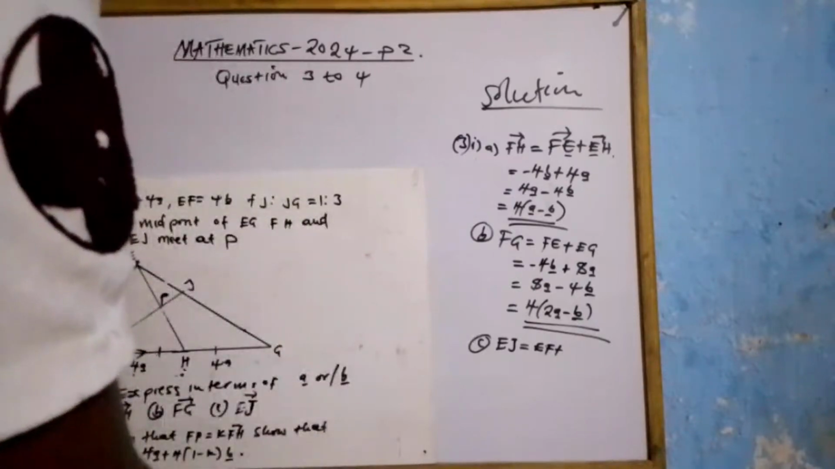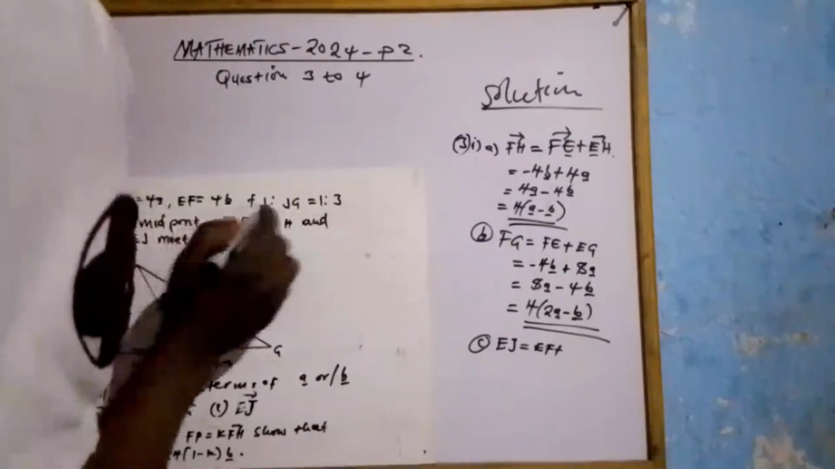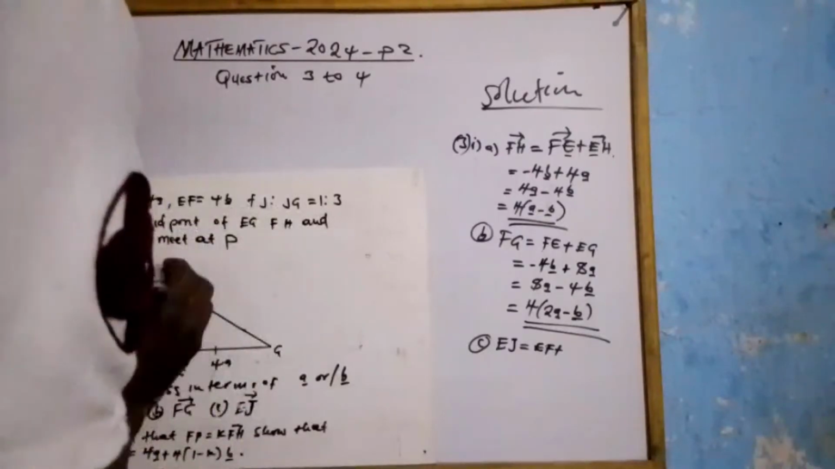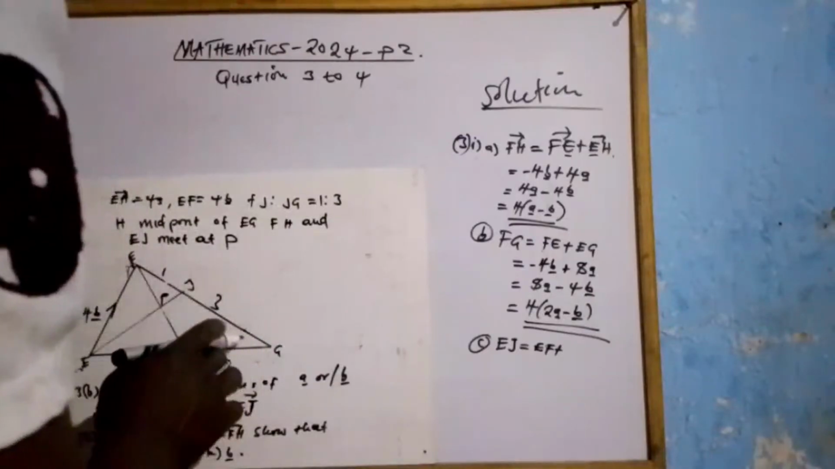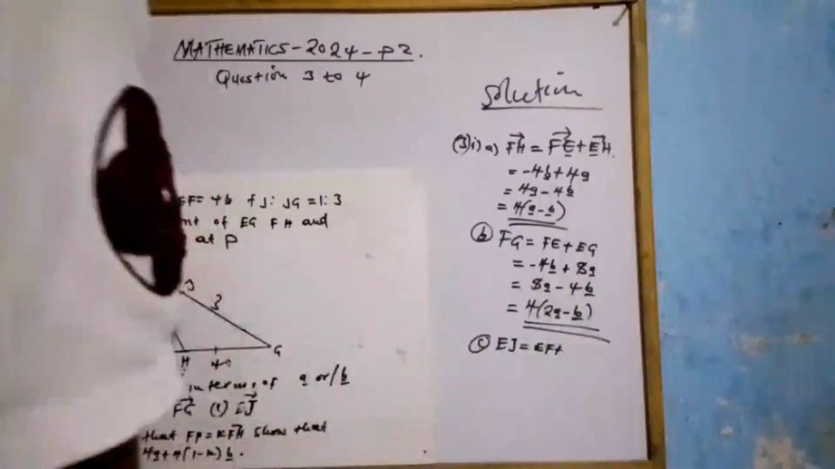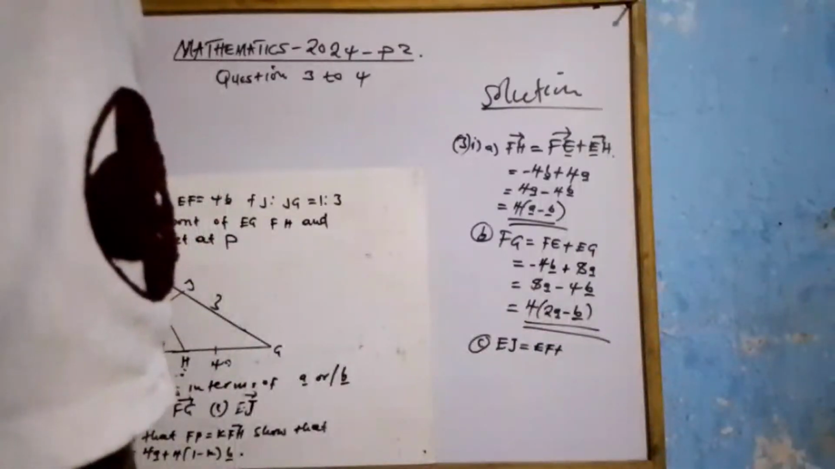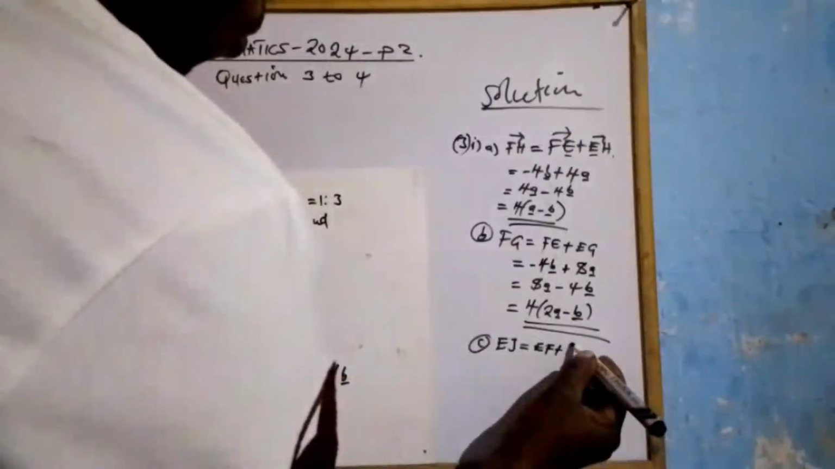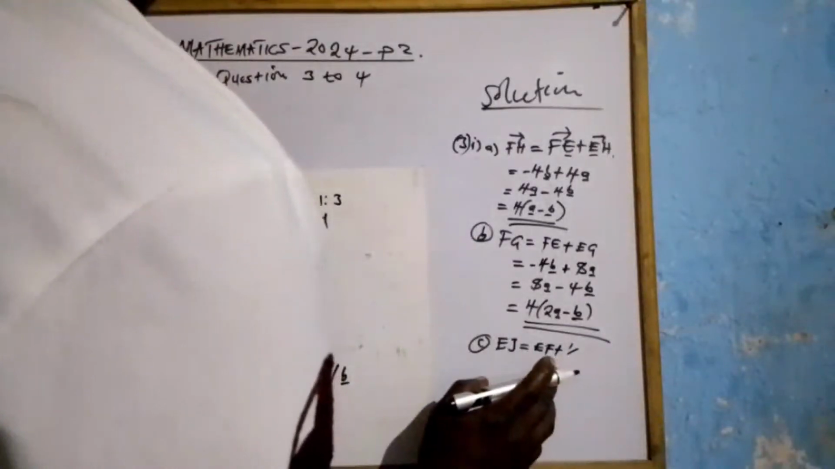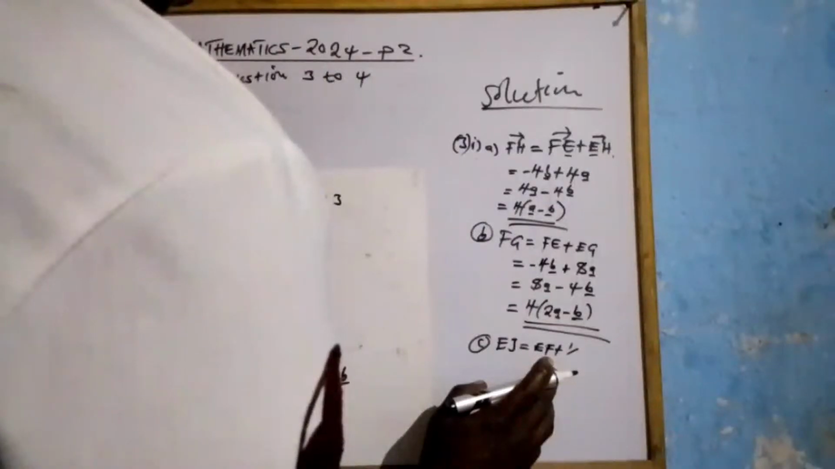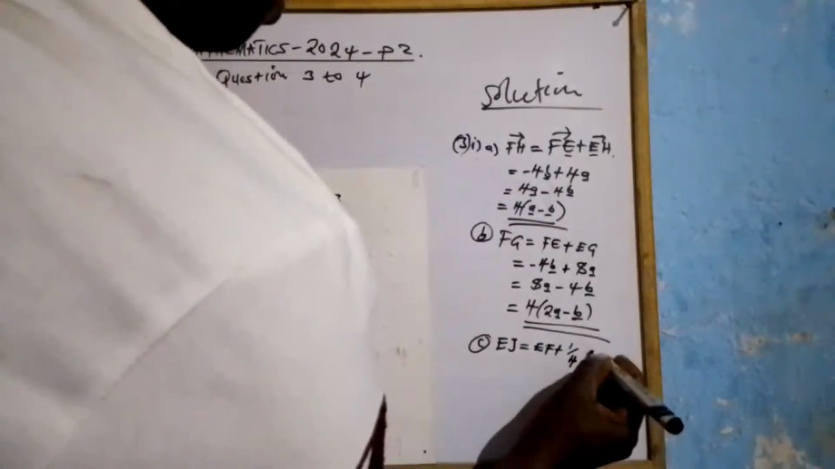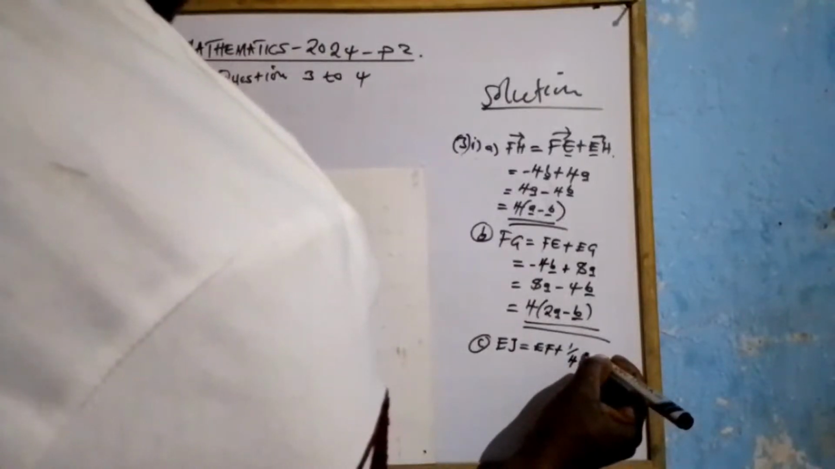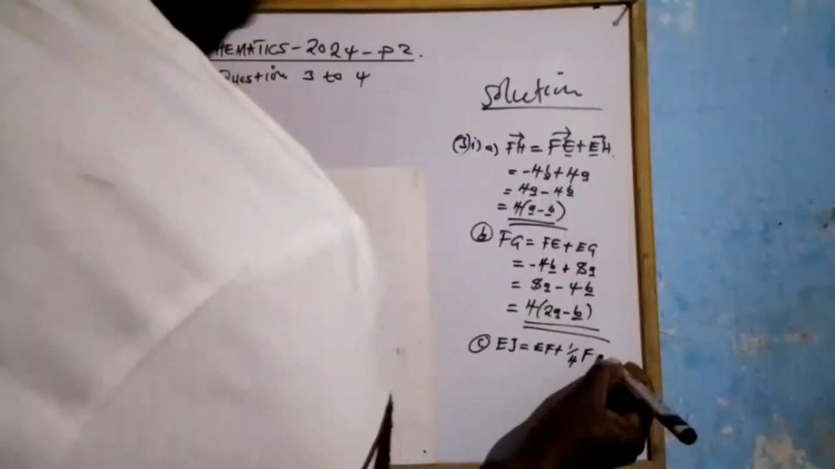So from these ratios, we can say here we have, because FG we have 1, then here 3. So all this line, it is 4. So we're going to add 1 plus 3, which is 4. So this one is going to be 1 out of 4, 1 out of 4 FG, okay?